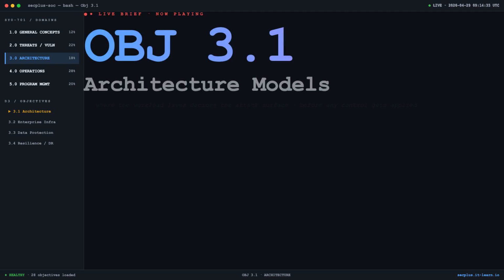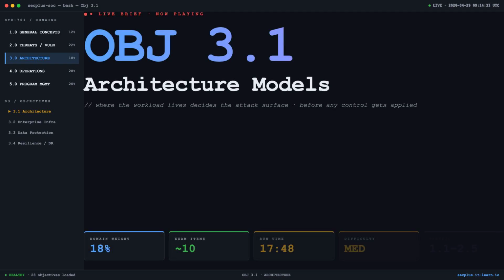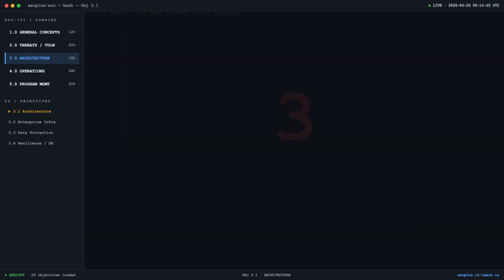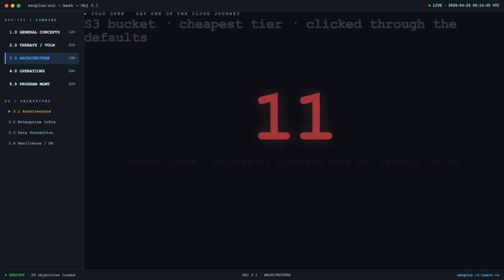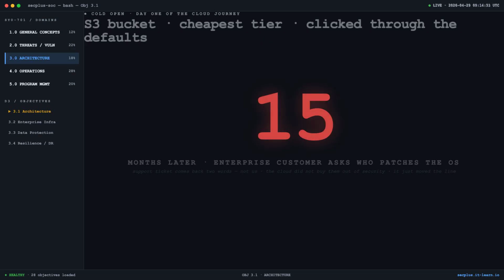Picture this, a startup migrates everything to a single S3 bucket on day one of their cloud journey. They pick the cheapest tier, click through the defaults, ship the product. 18 months later, they get a security questionnaire from an enterprise customer asking who is responsible for patching the operating system. Nobody on the team can answer.